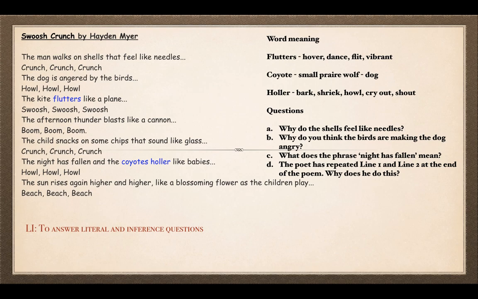And C, what does the phrase night has fallen mean? Does it mean that night's fallen over? What do you think? If you're not sure about night has fallen, you can locate it in the text. Remember the keywords? Well, night has fallen would be a phrase that you could skim for, just like you could skim for the word birds and dog and needles.